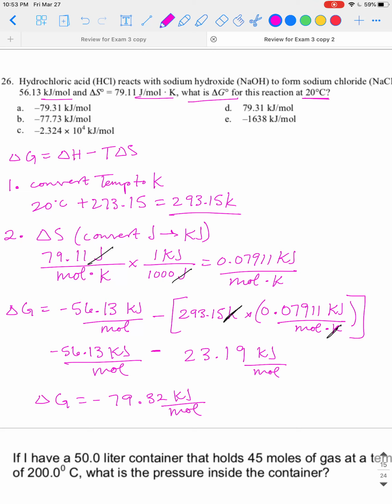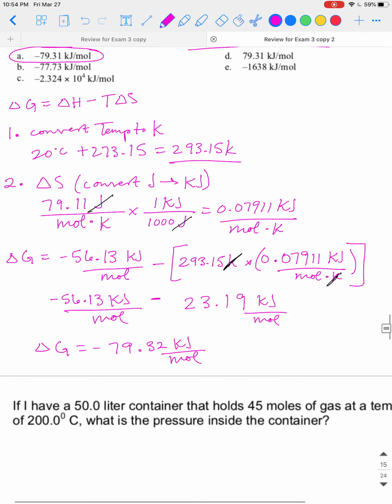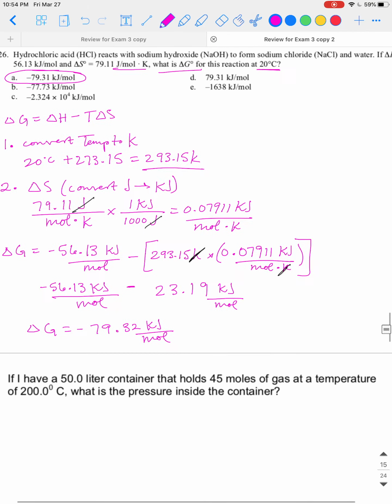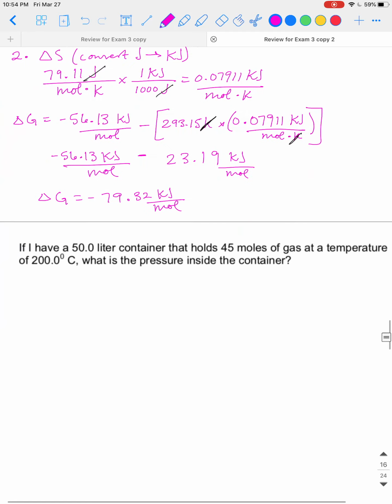And that looks like it matches answer A. Close enough. Off by 0.01. But that is how we solve for delta G here. Okay, moving on to the next problem.